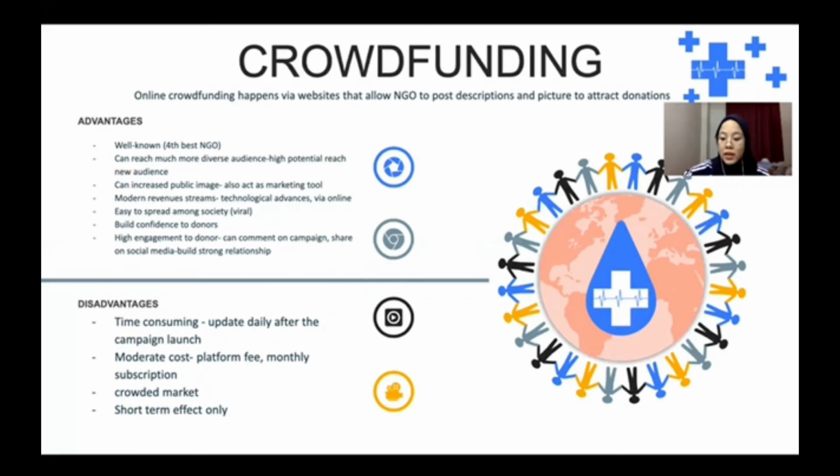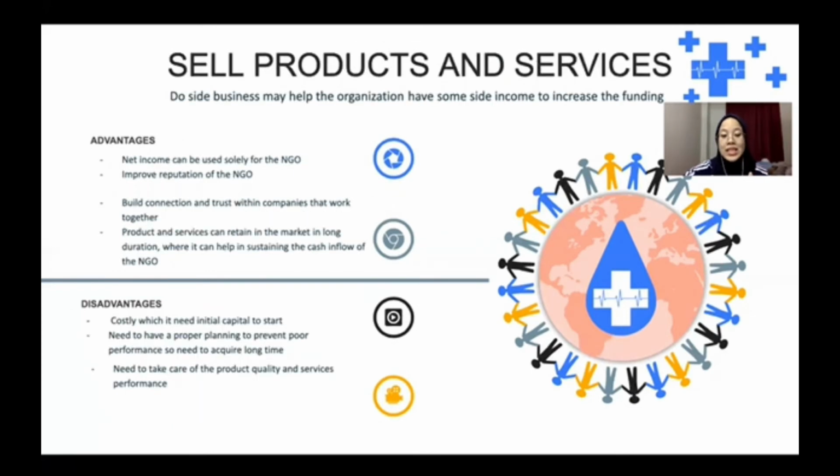So the next alternative is selling products and services. LLS can do a side business which may help the organization have some side income to increase the funding. So the advantage of selling products and services is that the net income of the business can be used solely for the NGO since the business is owned by the LLS.